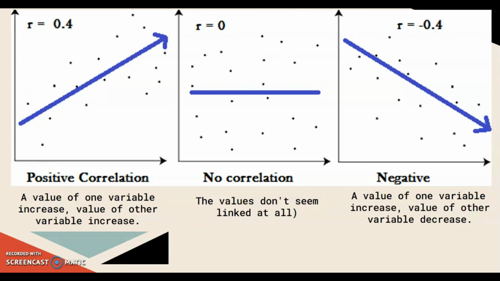And then we have also no correlation. The values don't seem linked at all. There is no relationship between the values of those variables. And then the negative correlation: the value of one variable increases, the value of the other variable decreases. One value is increasing but the other one is decreasing. So that is a negative correlation.